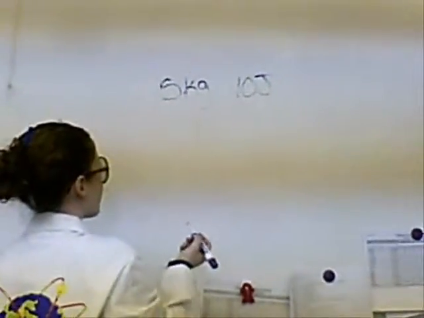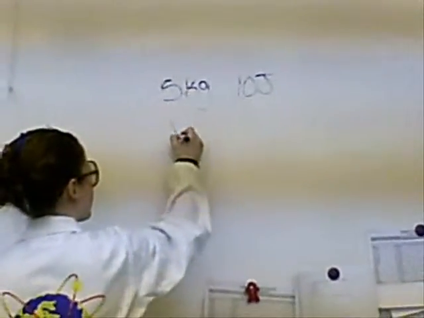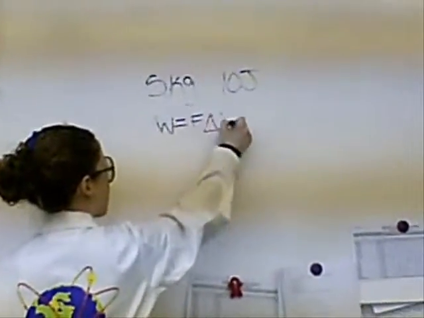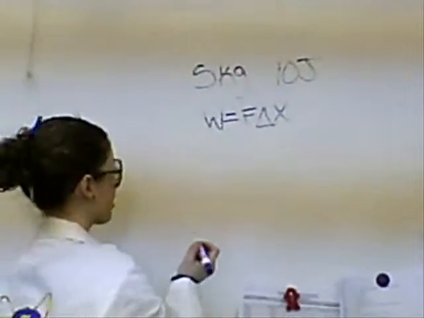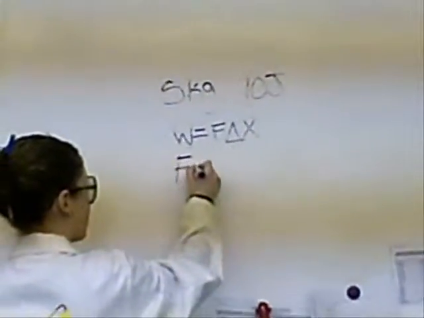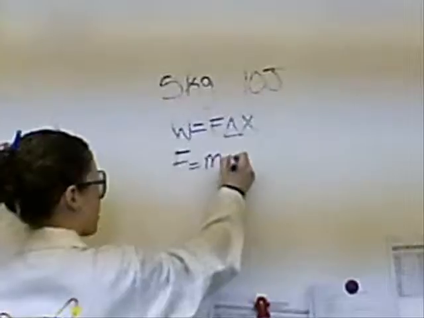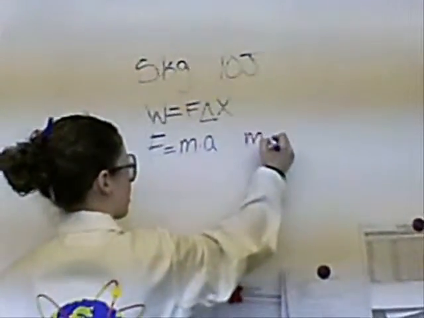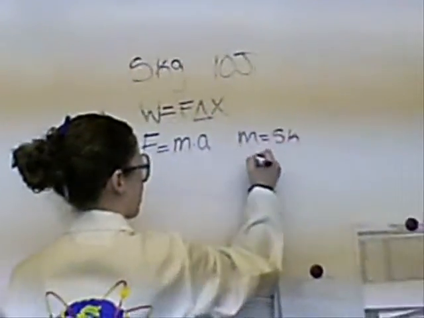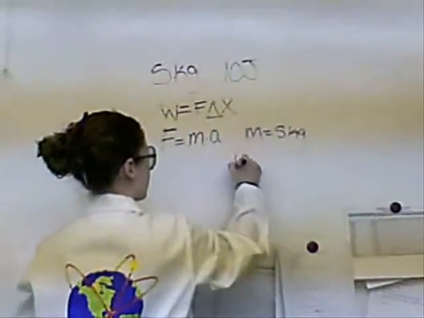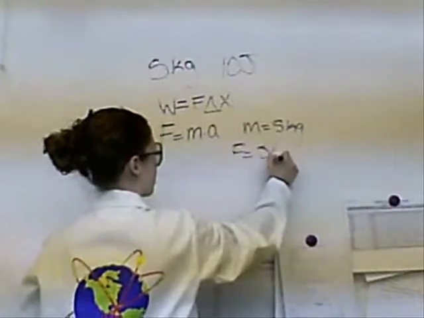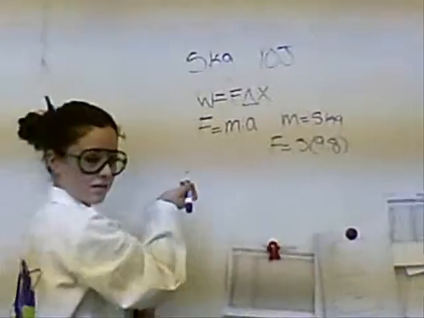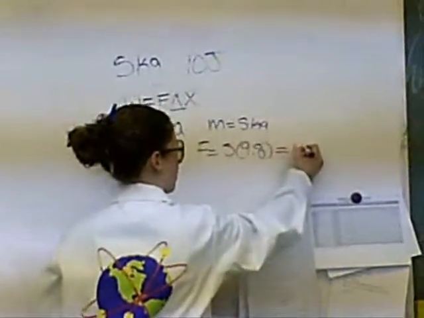To find the distance traveled, we're going to use the work equals force times distance traveled, delta x. We need to find that force by doing F, force equals mass times acceleration. We know our mass is 5 kilograms and our acceleration is gravity, 9.8. When you multiply those together, you get 49 for your force, 49 newtons.